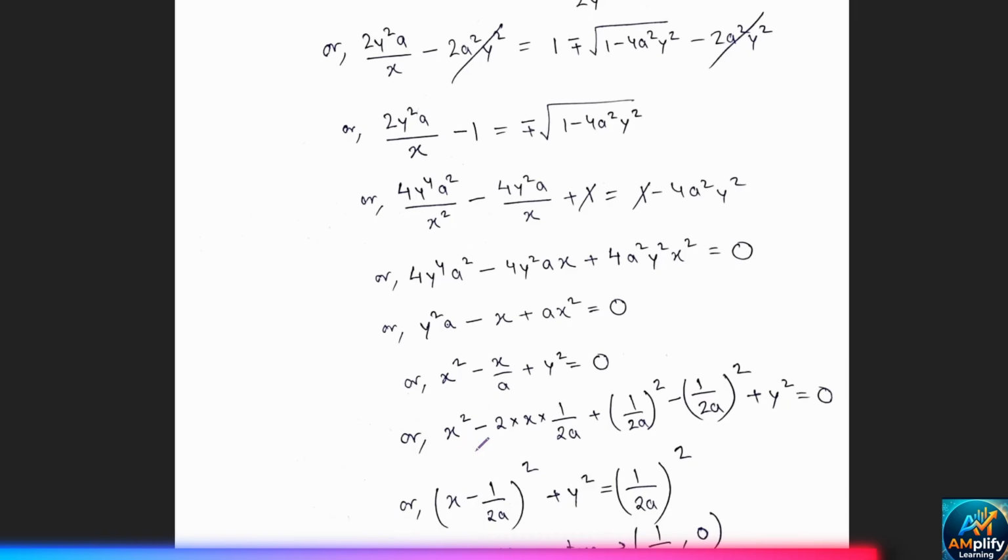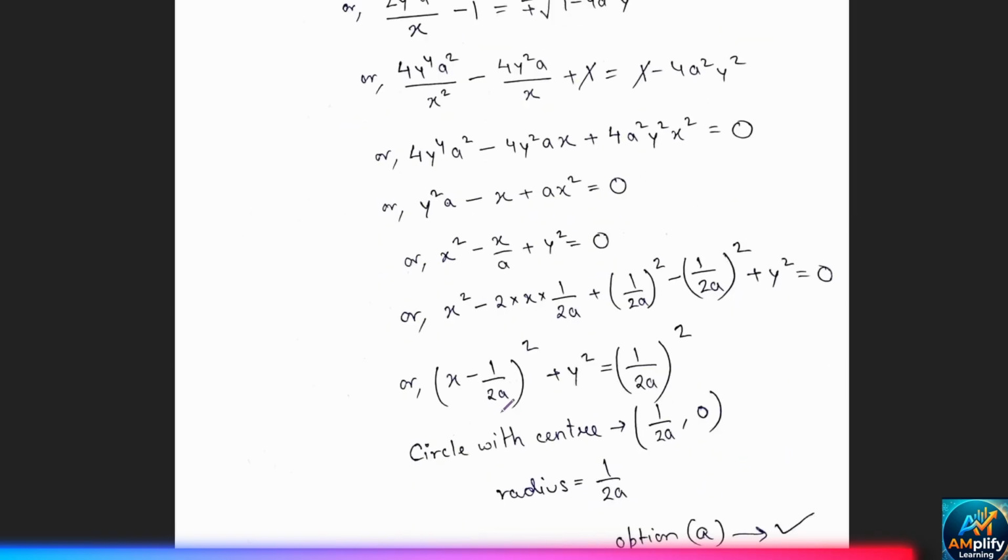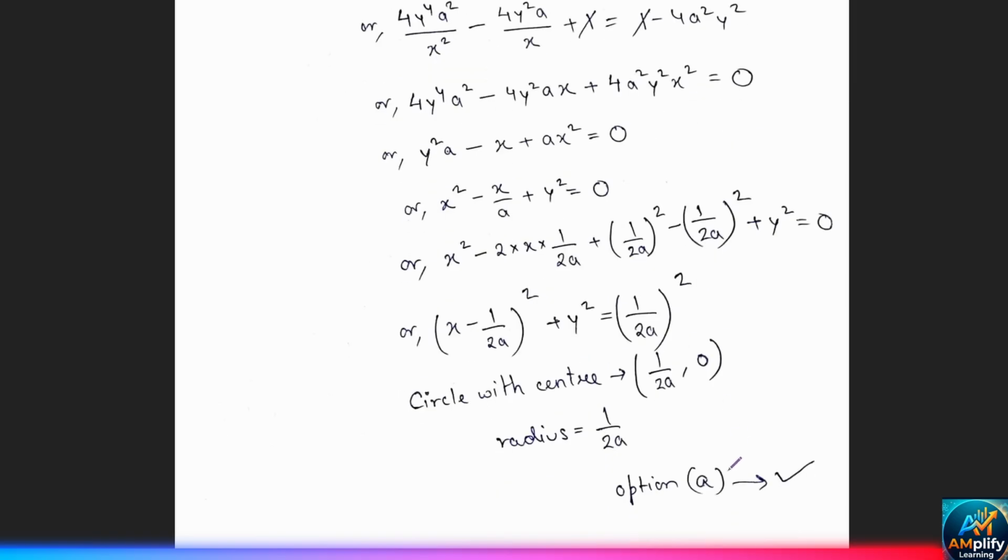But then we have the x square term in this format, right? This is basically x minus 1 by 2a whole square, right? And we take this to the right hand side and we get x minus 1 by 2a whole square plus y square is equal to 1 by 2a whole square. This is basically the equation of a circle which has center at 1 by 2a comma 0 and has a radius equal to 1 by 2a. So which is option number A, correct?